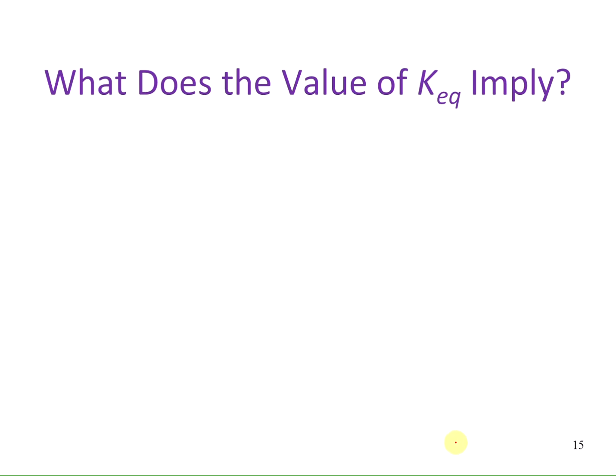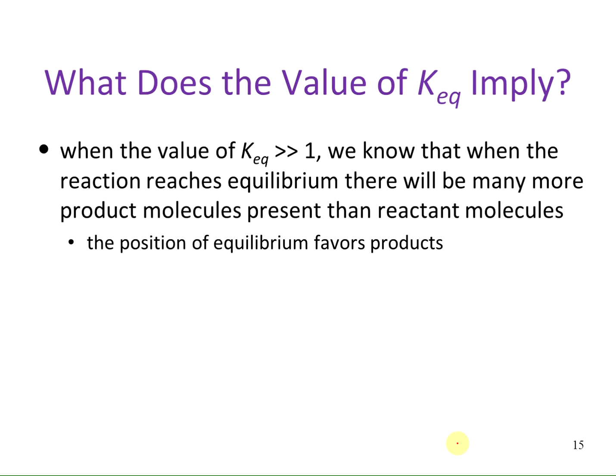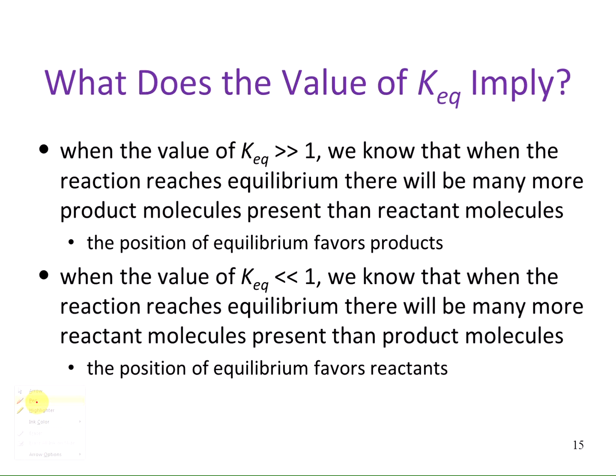So what does the value of the equilibrium constant imply? When the value of the equilibrium constant is much greater than 1, we know that when the reaction reaches equilibrium, there will be many more product molecules present than reactant molecules. Because remember, K is products over reactants. So if K is large, we have a larger number in the numerator than the denominator. So this means the position of the equilibrium favors the products when K is much, much greater than 1.